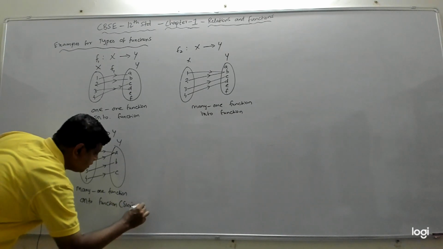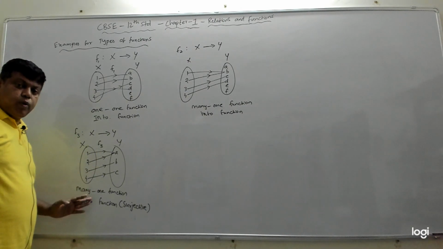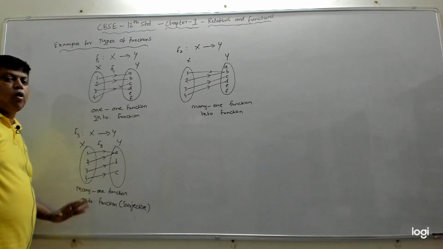Onto is also called a surjective function. So this is an example of a function which is many to one but onto. Many to one and onto.